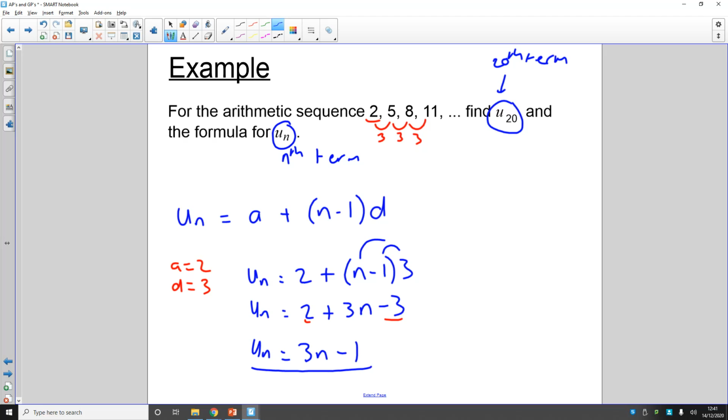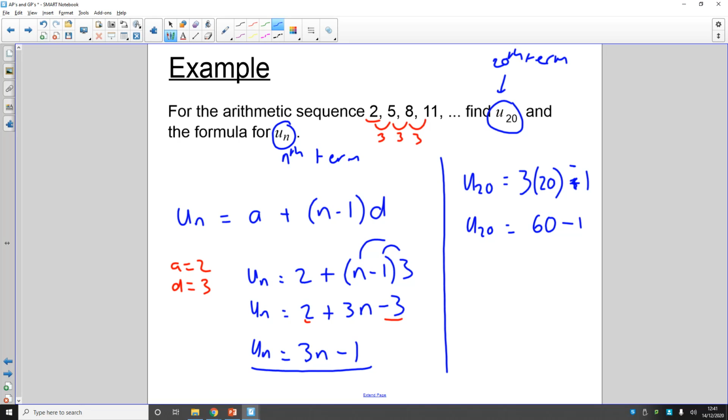Now, how does that help us find the 20th term? Well, in this case, we want to find the 20th term. Then it will just simply be 3 times 20 minus 1 using our information. So the 20th term will be 60 minus 1. So the 20th term of this sequence will be 59.